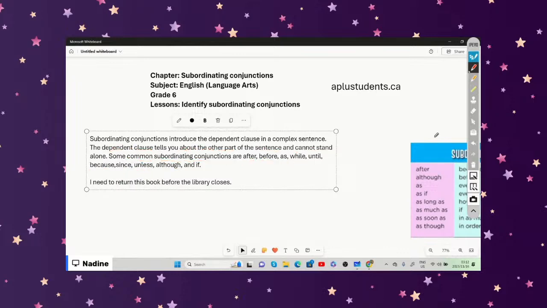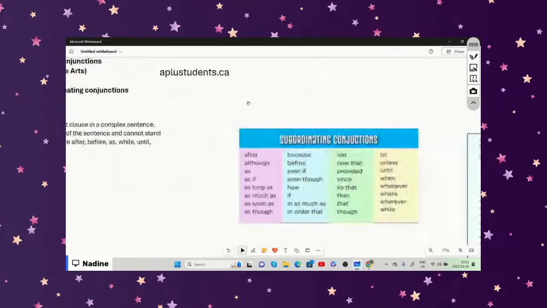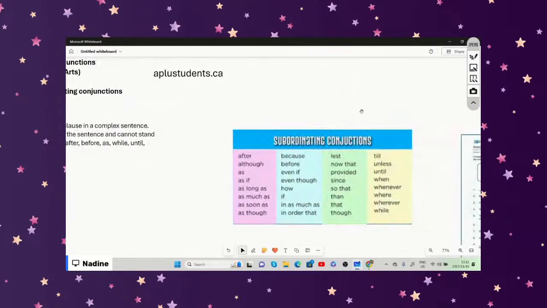All right. So now here are a few subordinating conjunctions: after, although, as if, because, before. We don't usually use as if, right?